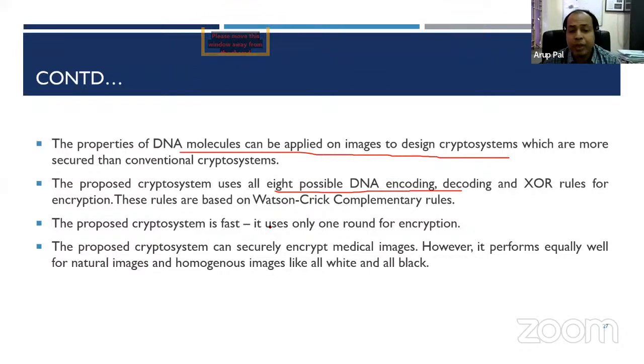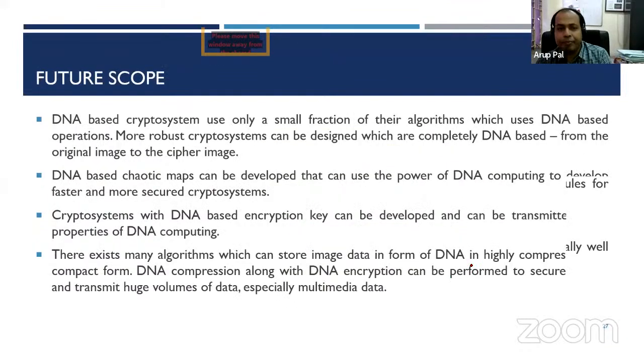The proposed crypto system is first, because it has reduced the number of iteration processes. The proposed system can securely encrypt the medical as well as the natural images in an effective way. So what will be the scope in this area? Here you can apply DNA level operations, because DNA level operations can be performed so that it will be faster compared to the conventional way.